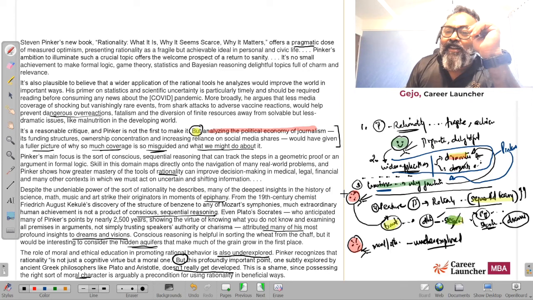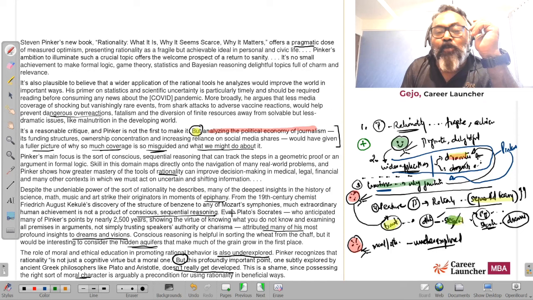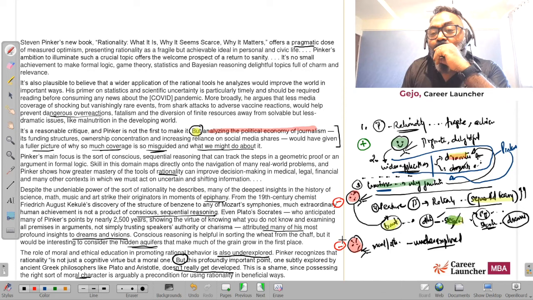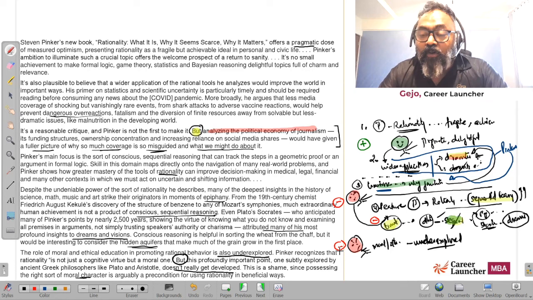The author is talking about some positives in this particular book, and the author is now talking about a few negatives, and three of them is what I can find. So there is also one here as well. So there are three issues, underexplored things, that the author is saying. So let's look at the question.